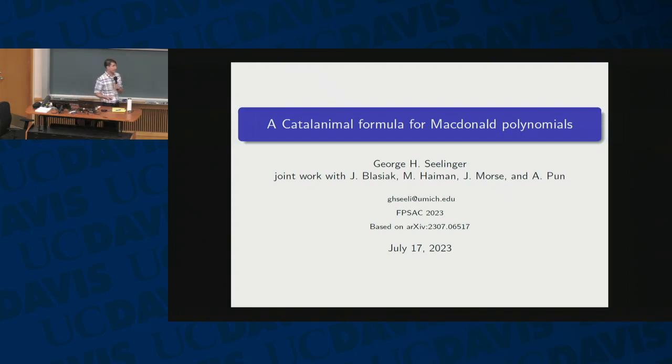So yes, today I'd like to talk, following up from Jonah's talk, about a specific area where we'll talk about a Catalanimal formula for Macdonald polynomials and the journey that we took to get there. This is joint work with my collaborators listed here, and we recently posted the full paper to arXiv, so I've listed that there too.